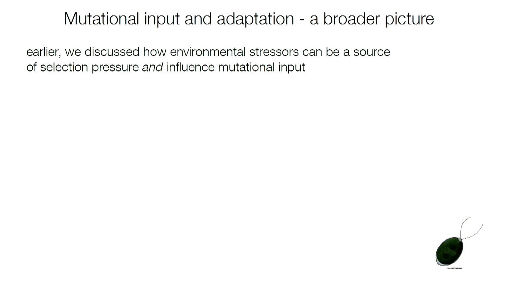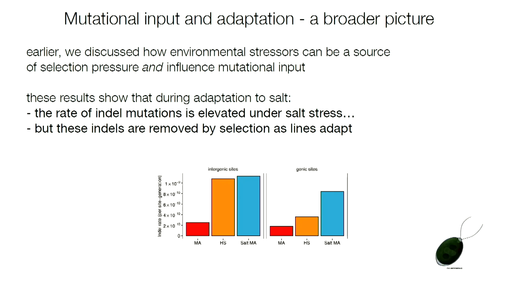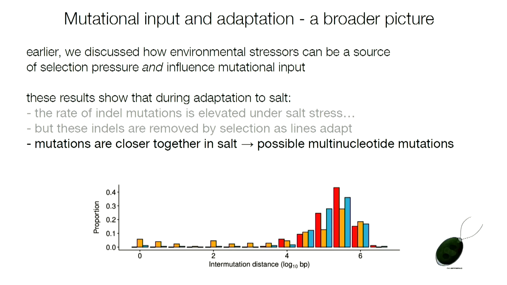So let's bring it all back together. Earlier we discussed how environmental stressors are a source of selection pressure and can influence mutational input. These results show that in reinhardtii, the rate of indel mutations was elevated under salt stress, but many of these indels were removed by selection as lines adapted to higher and higher salt concentrations. Furthermore, we found that mutations are closer together spatially in both salt conditions, salt MA and the HS, which suggests that salt stress might be introducing multinucleotide mutations, which may then subsequently be retained.